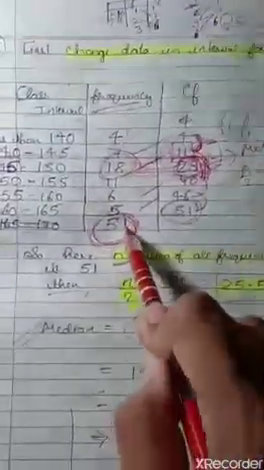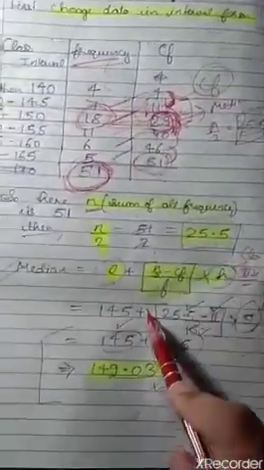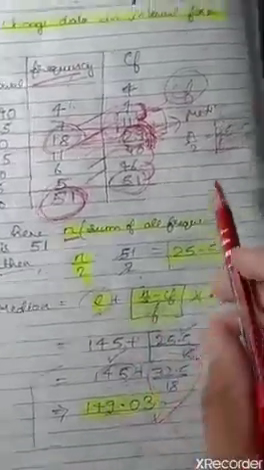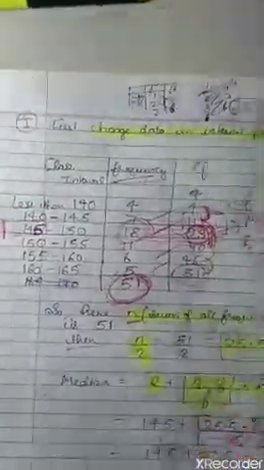After frequency, what we have to do? You have to find the sum of all frequencies. That is 51. Then divided by 2, you will get 25.5. Then put in this value. 25.5 lies between 11 and 29. 29 will be taken as the median class.